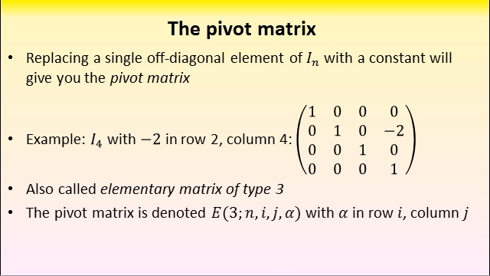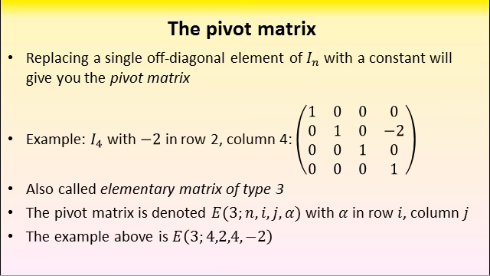And it's important in this case that i cannot be equal to j. The example above has n equal to 4. I have replaced the element in the second row and the fourth column, so i is 2 and j is 4. And I have replaced it with -2, so alpha is -2, and the notation for that example is then this.